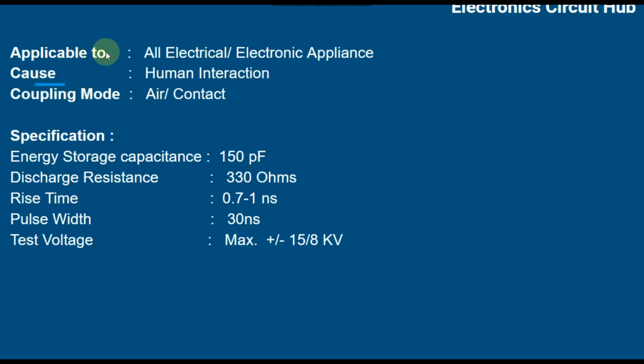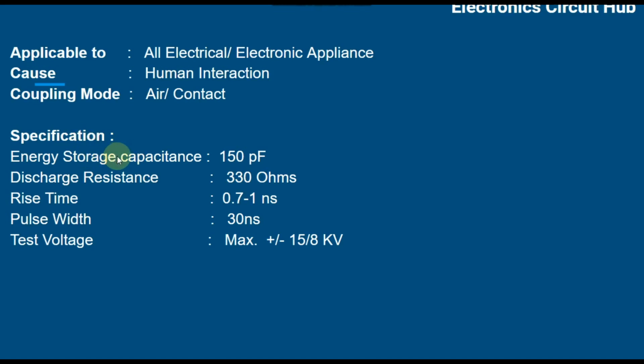So ESD is applicable to all electrical and electronic appliances. The cause of ESD is human interaction. The coupling mode of ESD is air discharge and contact discharge. And let us now understand the specification of ESD.